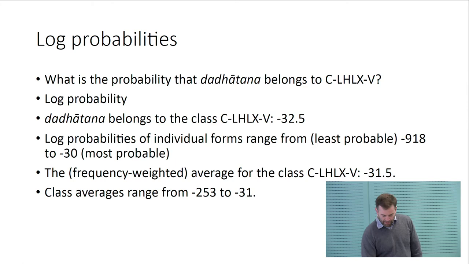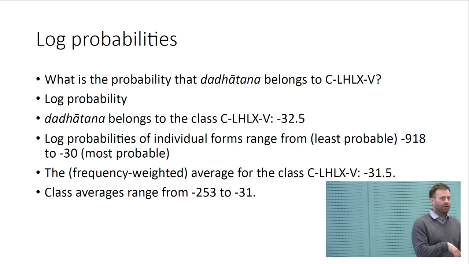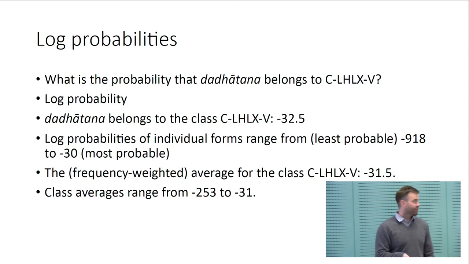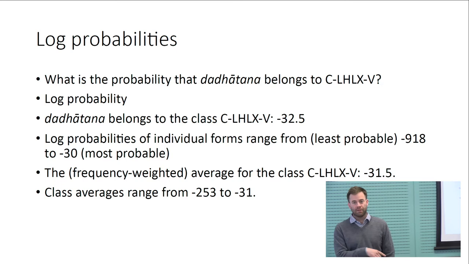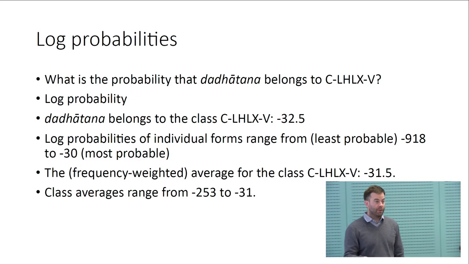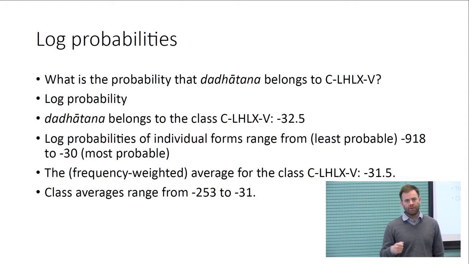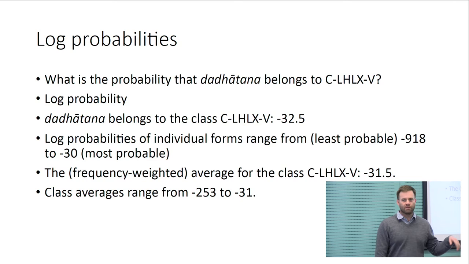So we could say something like, what's the probability that the dhatana, expressed as a vector, belongs to the class of light, heavy, light, X items that are shaped the same way minus the dhatana? And so we'll get a probability value, and those will all be very small. So we'll just take the log of them so that they're easier to work with, and you don't have things like 0.0001345 or something like that.